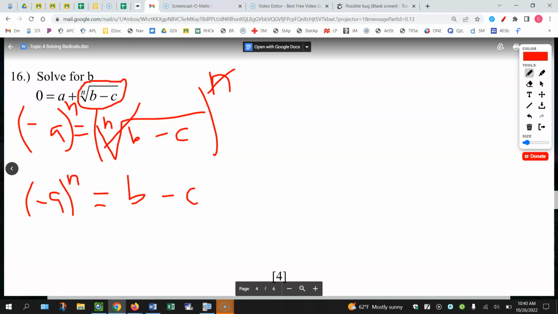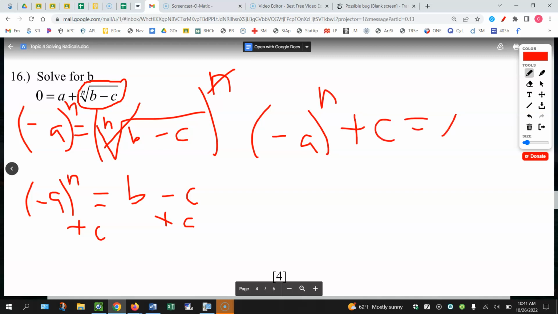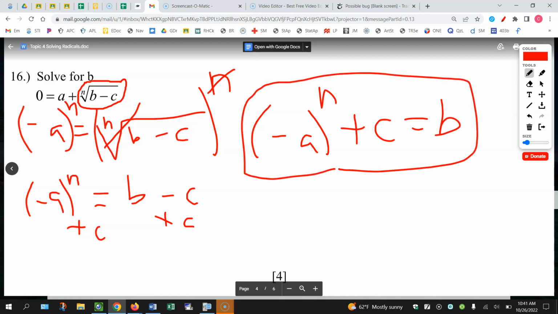We want to solve for b, so our goal is to get b by itself. So in this next step, we can add c to both sides, and that's going to get b by itself. Oh, this is a b. And this is going to be our solution here. All right, so can you pause this video, do number 14 and 15? When you're done, come back and I will show you the solutions for those.